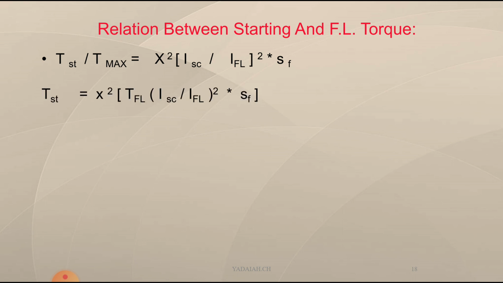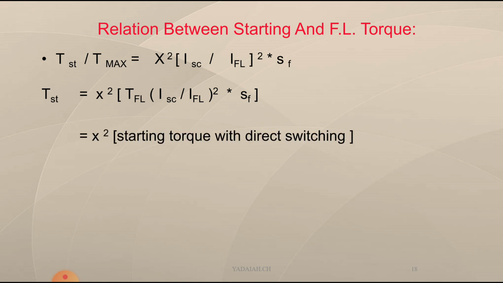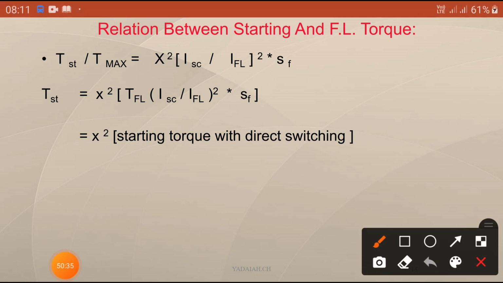So X square times T full load into ISC by I full load, whole square, and SF. So we can conclude that T starting is equal to X square times the starting torque with direct switching. This is the final one. Dear students, we derived all of this clearly previously.